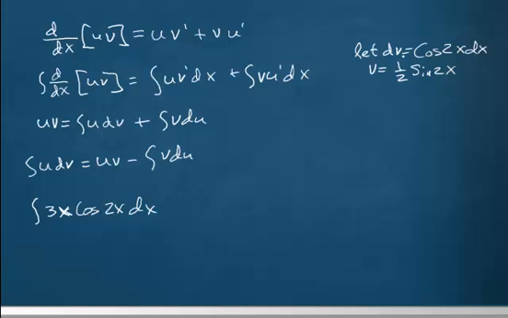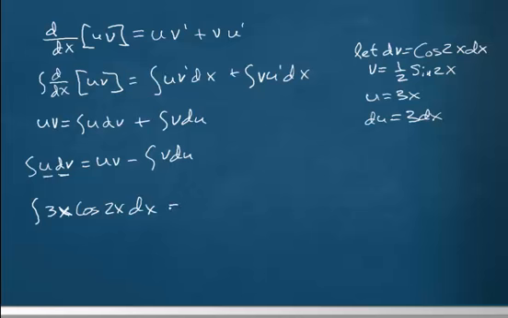Now, if dv is cosine 2x, then u must be what's left, 3x. So u then is going to be this 3x function, and that would leave du to be 3 dx.